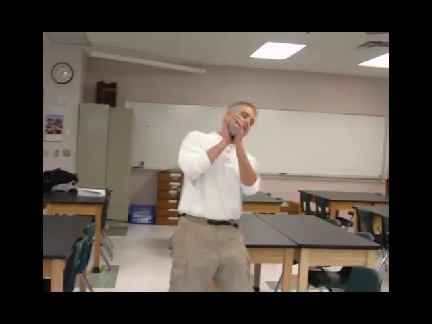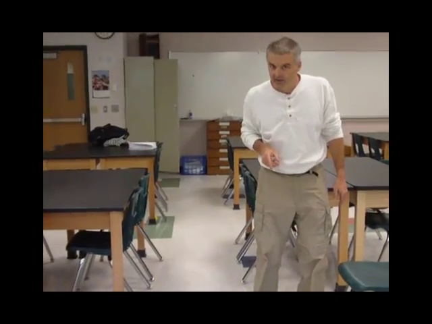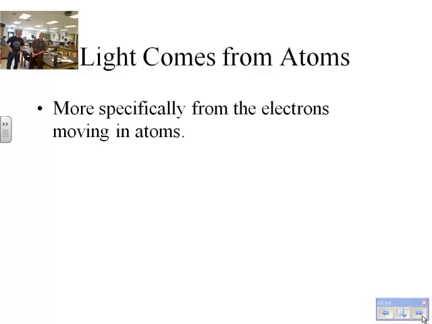That was emission when I threw at Sarah. And it was absorption as I went up. I got hit, I got absorbed. Absorption. Emission. You got it? Good. It actually specifically comes from the electrons in atoms.